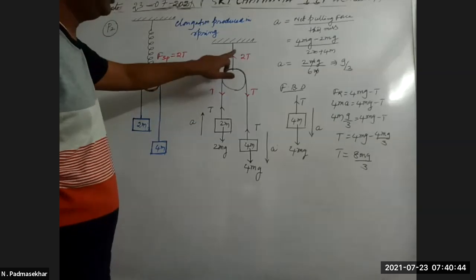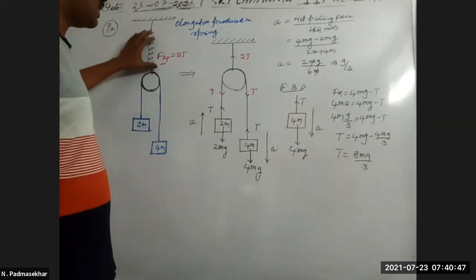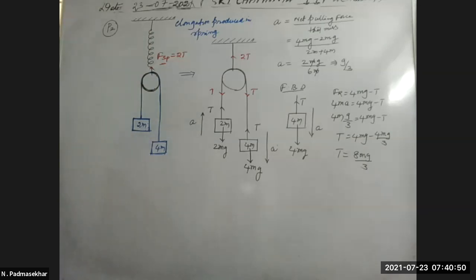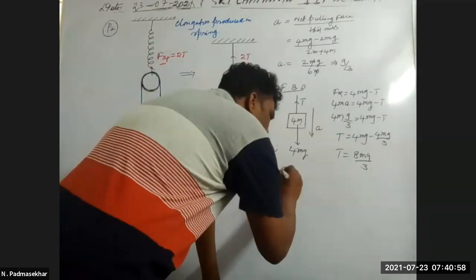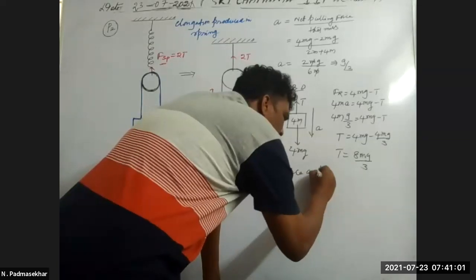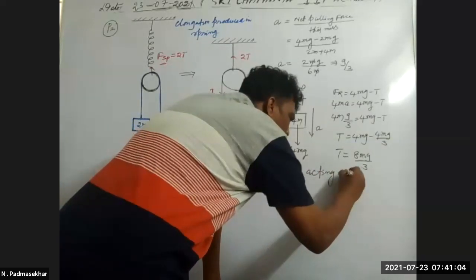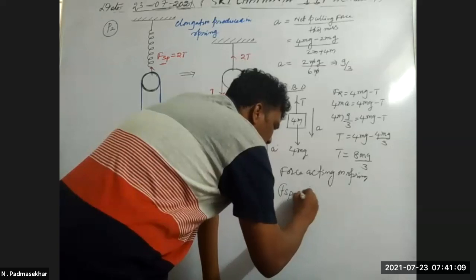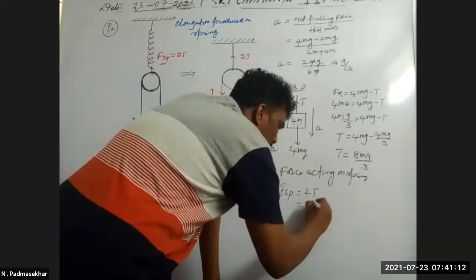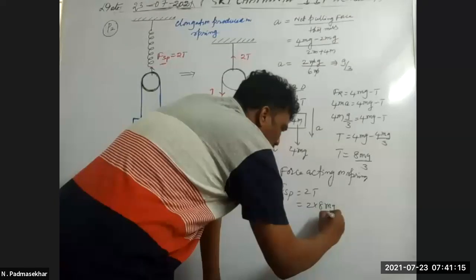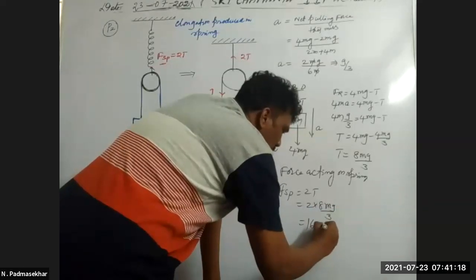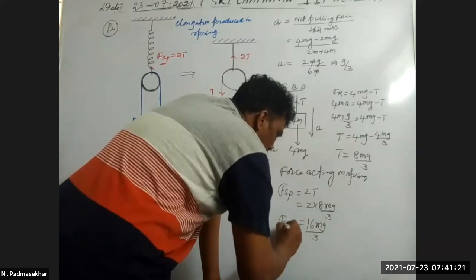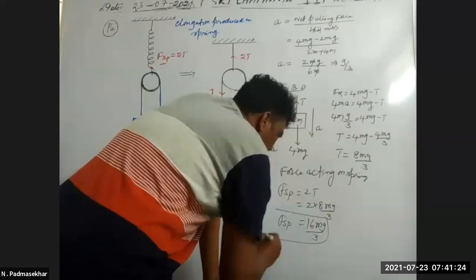This is the tension. And here, what is the force acting on this spring? The force acting on the spring, that is F_sp, is equal to 2T, that is 2 into 8mg by 3. This is 16mg by 3, which is F_sp.